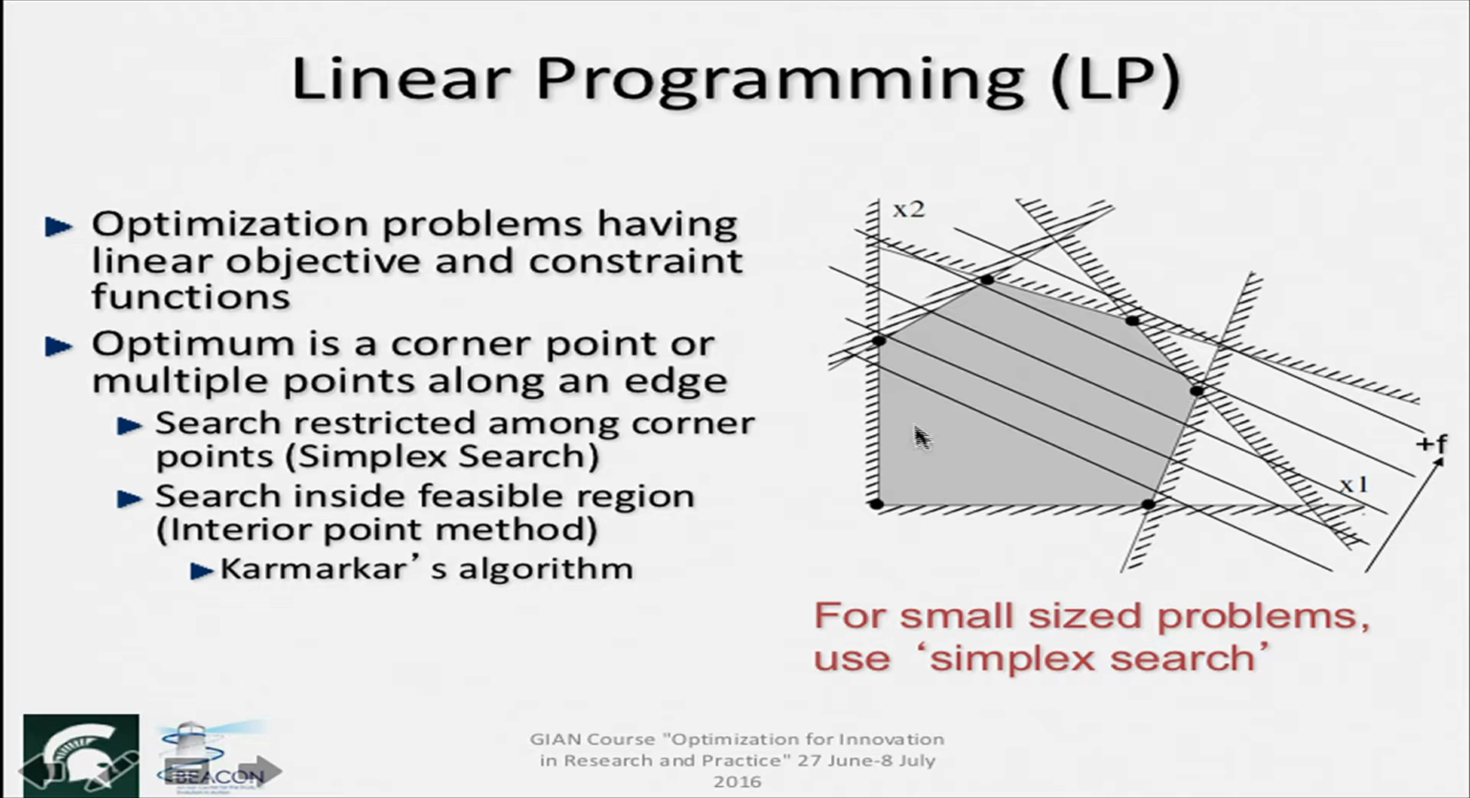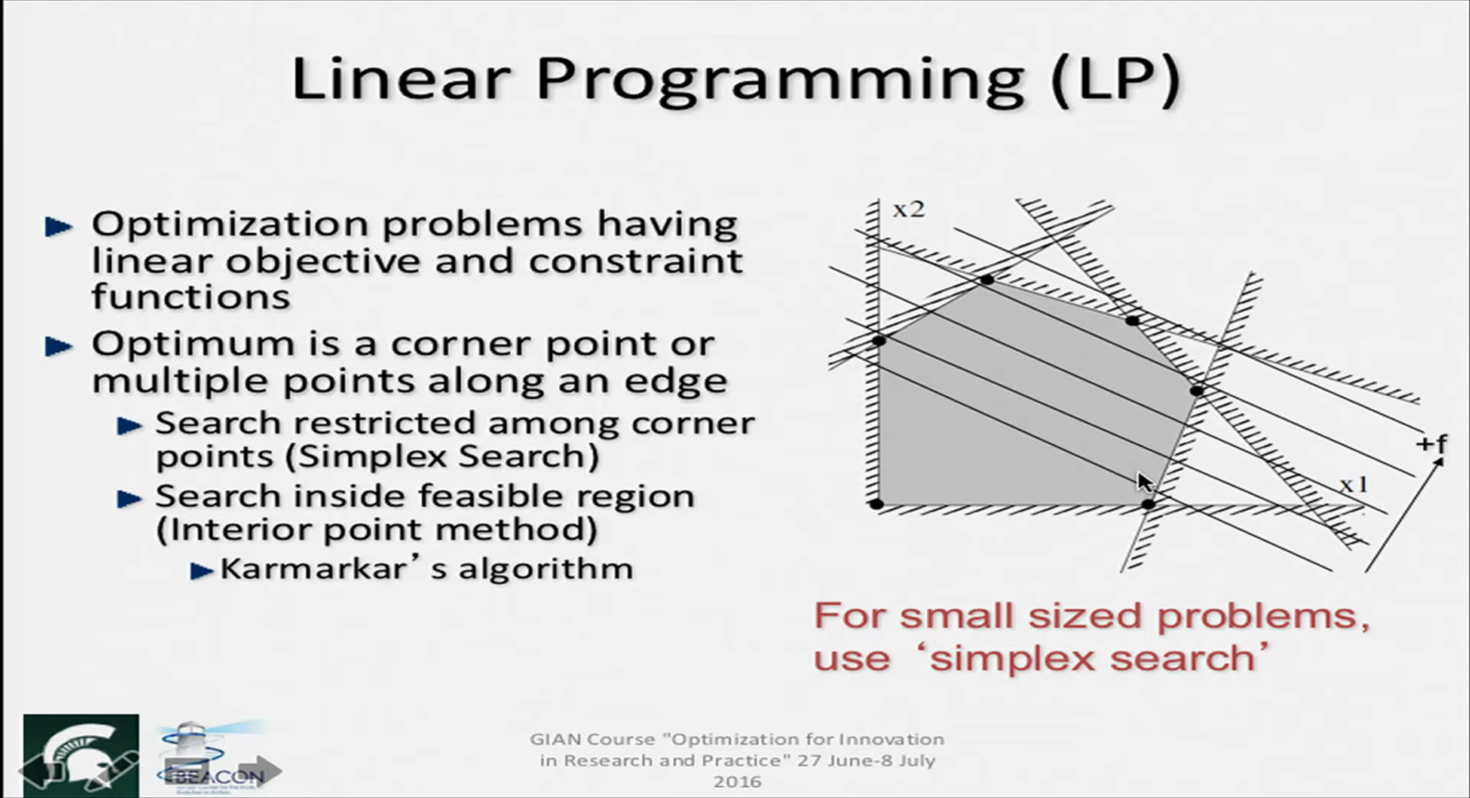It will be a convex region like this. Basically, it's a polygon. It's a region bounded by a polygon. So there will be a lot of corner points that you have, okay, and the inside region which is feasible. So the feasible region is the inside region and the points on these constraint boundaries.